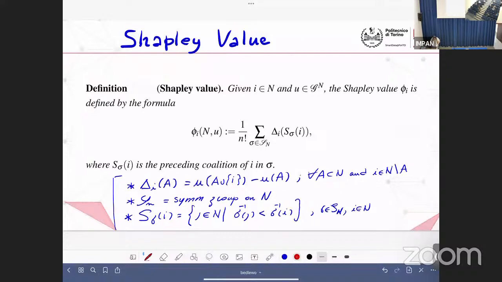Delta I is what is called the marginal contribution. So I take A and I measure how much the worth of A increases if I add the player I. In the example before, the single player has value zero, then you add another player, the nephew, and the value goes to one. So in that case, it's the symmetric group, and these are the preceding coalitions, preceding I.